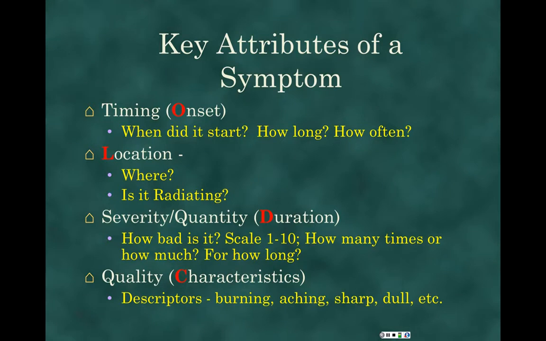Thinking about timing and onset: when did it start, how long has it been going on, how often does it occur, how long does it last. Location: where is the pain or where is the symptom? Does it radiate? How bad is the symptom? Severity, quantity, duration on a scale of 1 to 10. How many times, how much, for how long?